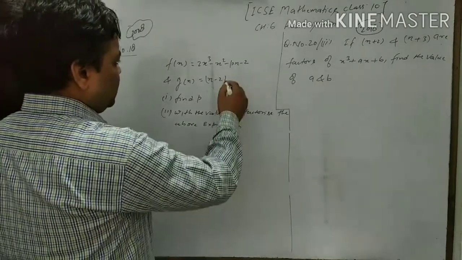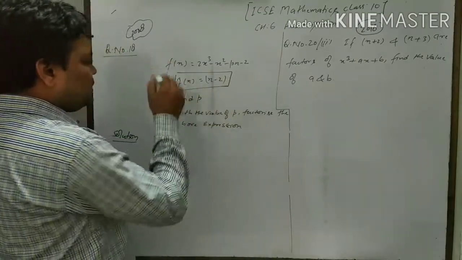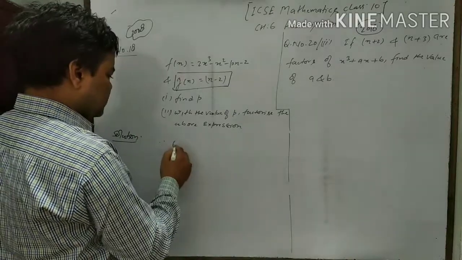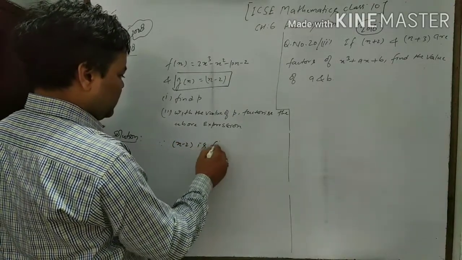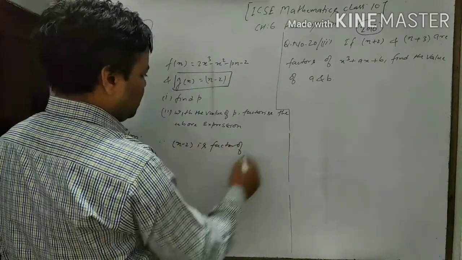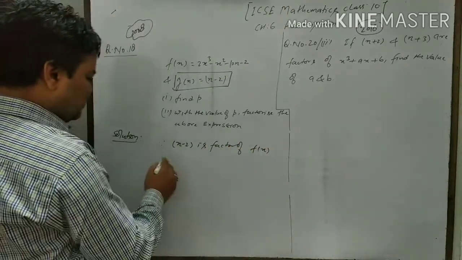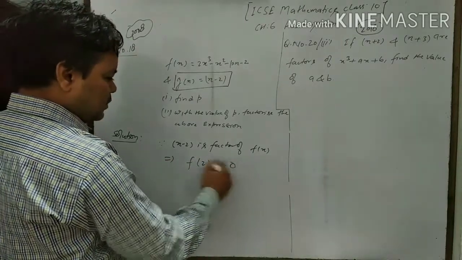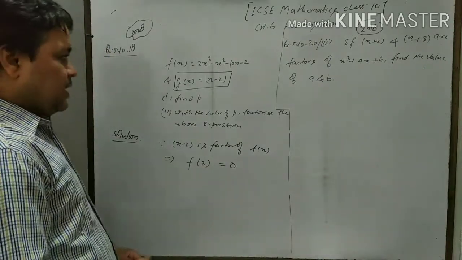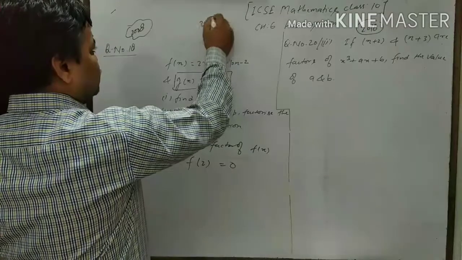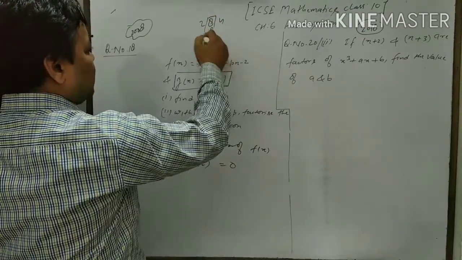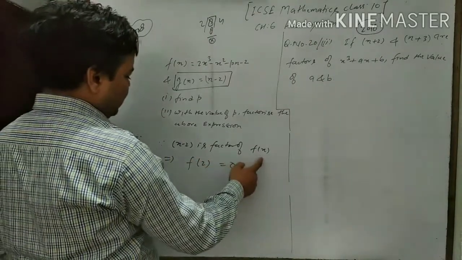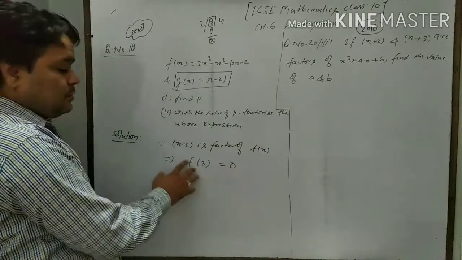Since we know that here x minus 2, which is gx, is a factor of fx, this implies that f of 2, which is the remainder, will be equal to 0. Just like if 2 is a factor of 8, then 2 4s are 8, and the remainder is what? That is 0. Similarly, if x minus 2 is a factor of fx, then what is the remainder? That is f of 2.